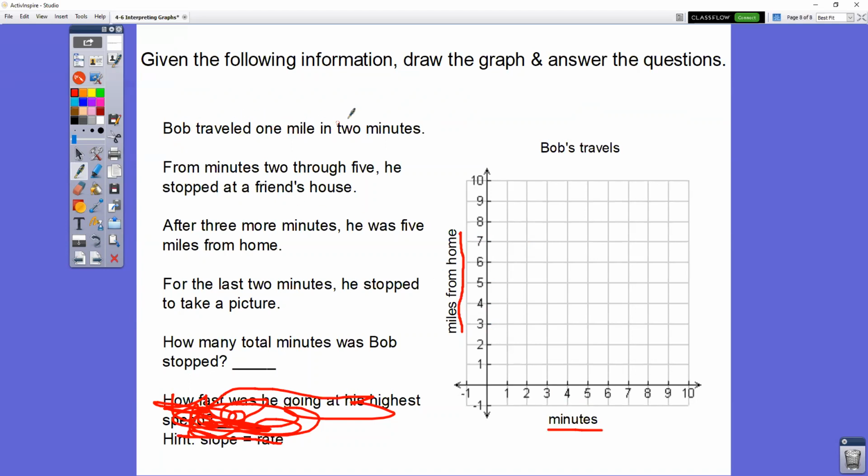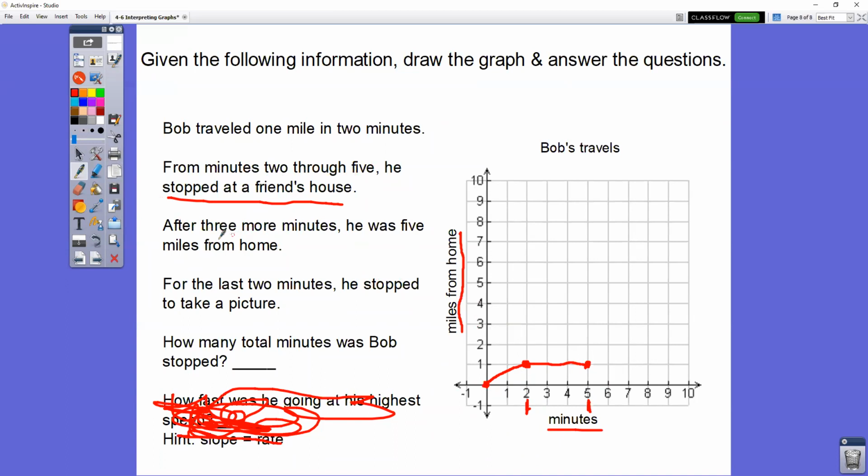Bob traveled 1 mile in 2 minutes. So he's starting off here at 0 because he travels 0 miles in 0 minutes. He's going 1 mile in 2 minutes. So after 2 minutes, he traveled 1 mile. So we would draw like that. From minutes 2 to 5, he is stopped at a friend's house. So is he covering any distance between 2 and 5? No. All right. The distance is staying the same.